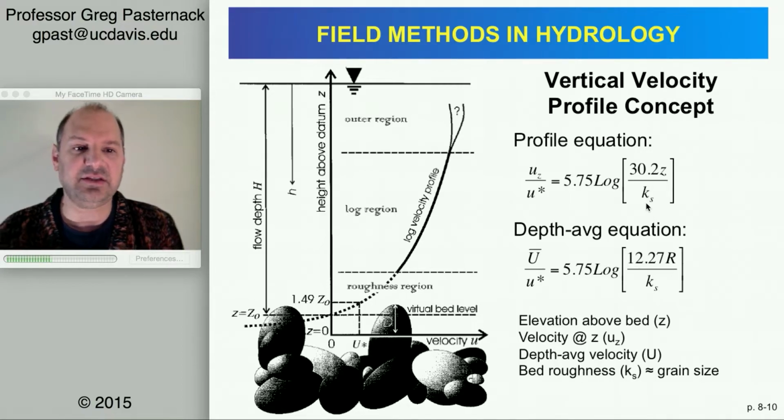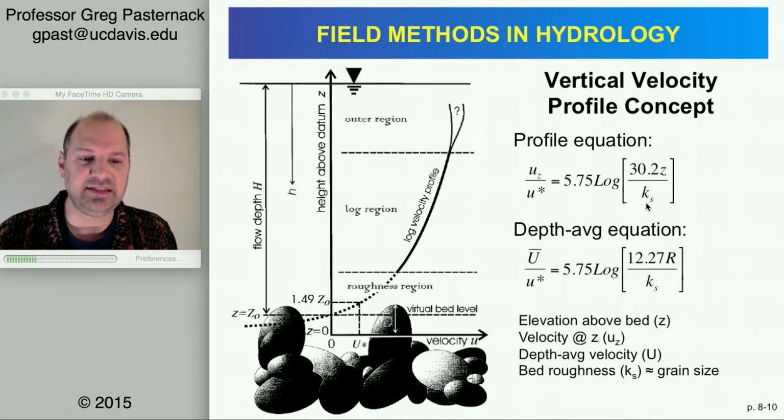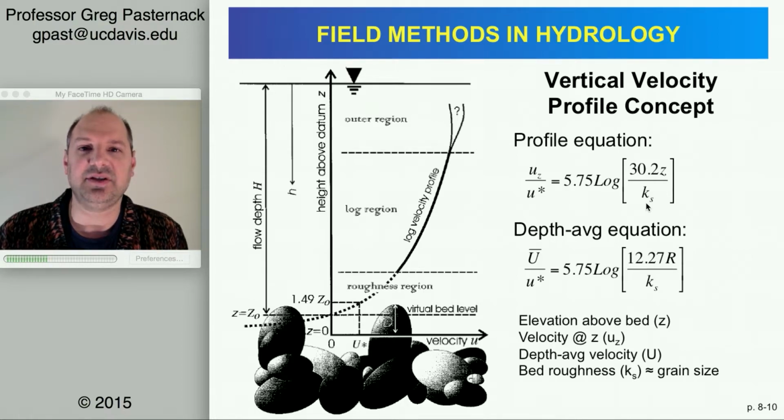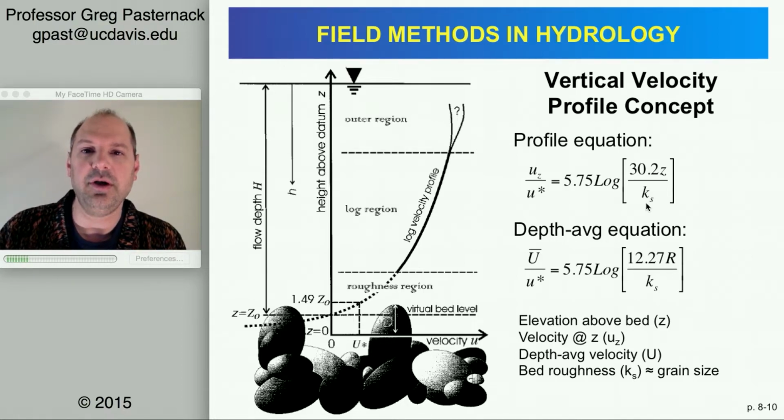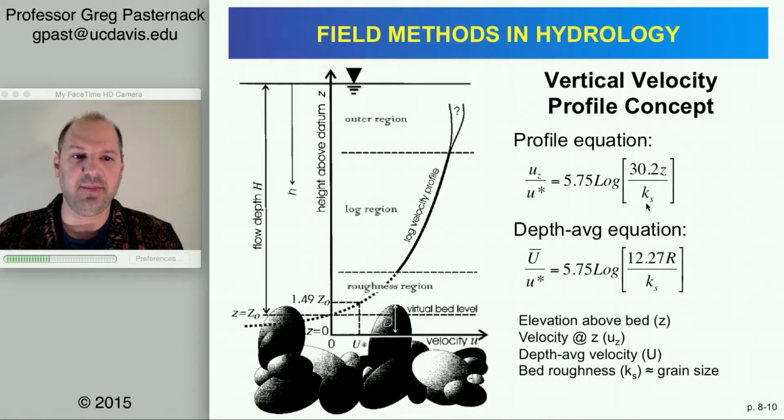Ks, this roughness parameter, is basically a function of the grain size on the bed. Sometimes it's a fraction, sometimes it's a multiple. It just depends what that is. If you have a concrete bed or plastic or glass or something like that, there are often textbook values to use, but otherwise you can look in the literature and get an appropriate Ks value based on the substrate that you have on your riverbed.